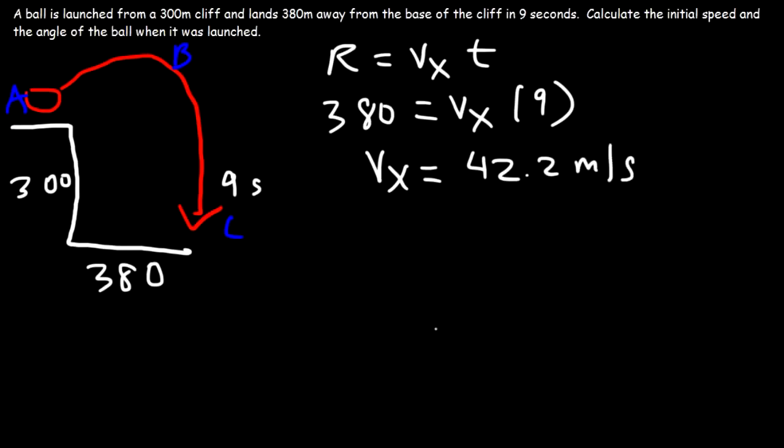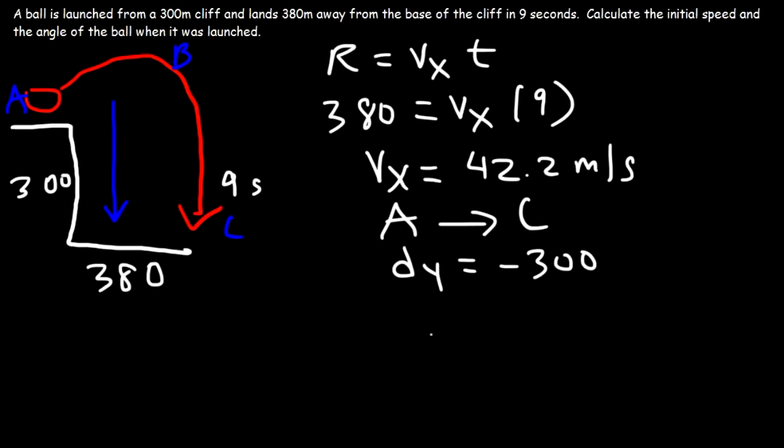Now, how can we find Vy? What equation should we use? Let's focus on position A to position C. So A is the initial position, C is the final position. Notice that the displacement from A to C is a change of 300 meters. Because the ball is going down, we could say that dy between A and C is negative 300. Now the acceleration in the y direction is always negative 9.8. And the time it takes to go from A to C is 9 seconds. What we need to find is Vy initial at point A.